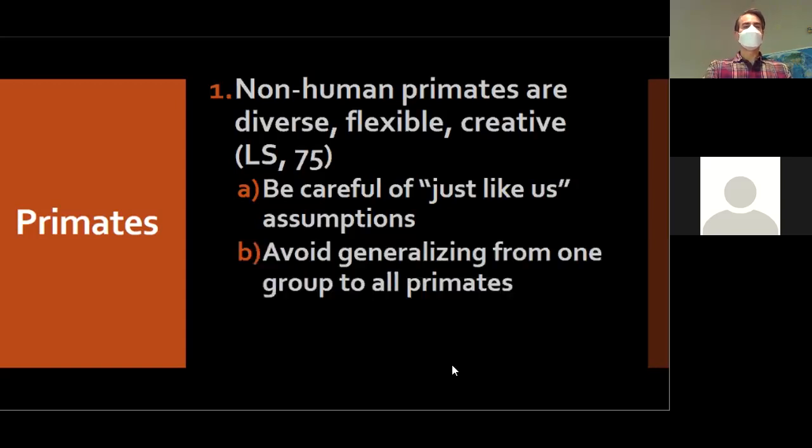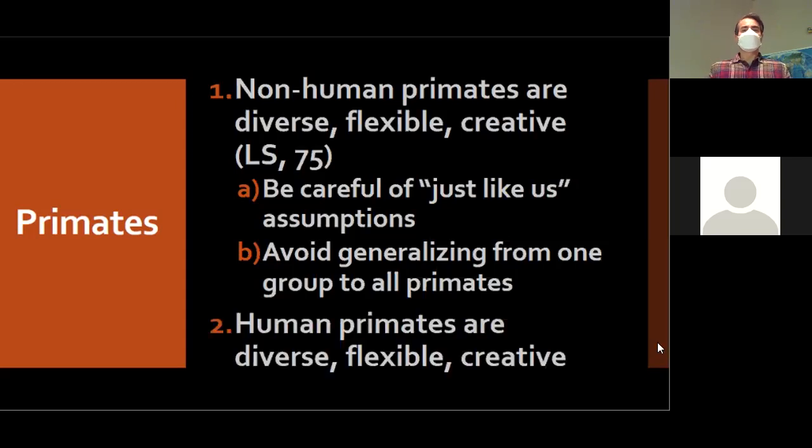I want you to be careful of that, because we see a whole range of different behavior among the non-human primates. The second big point is that when we describe the behavior of one group of primates, be careful not to assume that all the groups are like that. When we talk about chimpanzees, don't assume they are just like the bonobos, or the baboons, etc. Even within those species, there are variations by group and even by individual. There's not just one model of primate life.